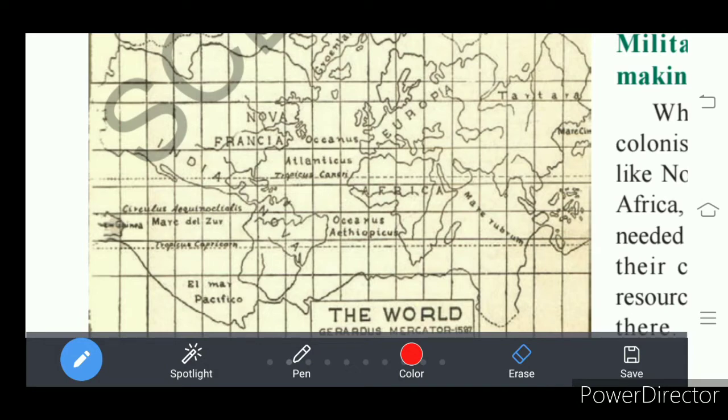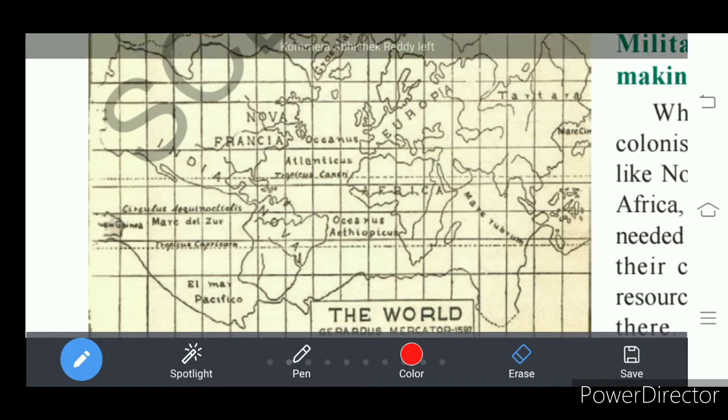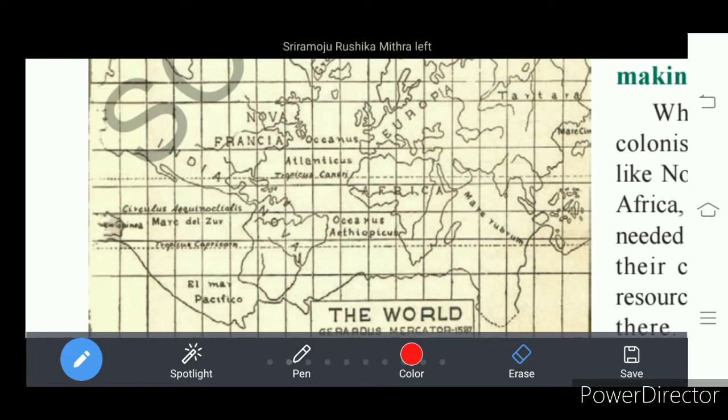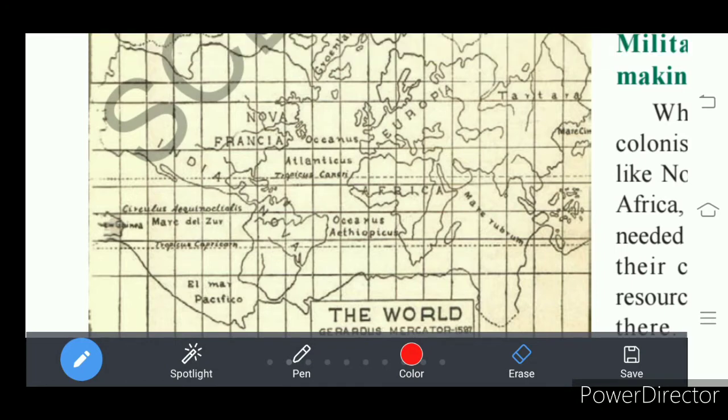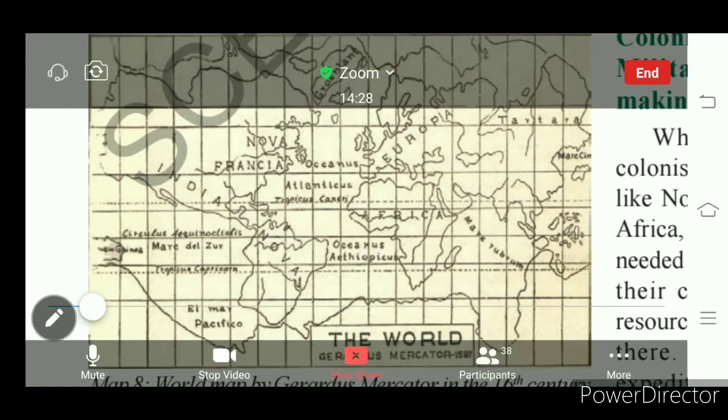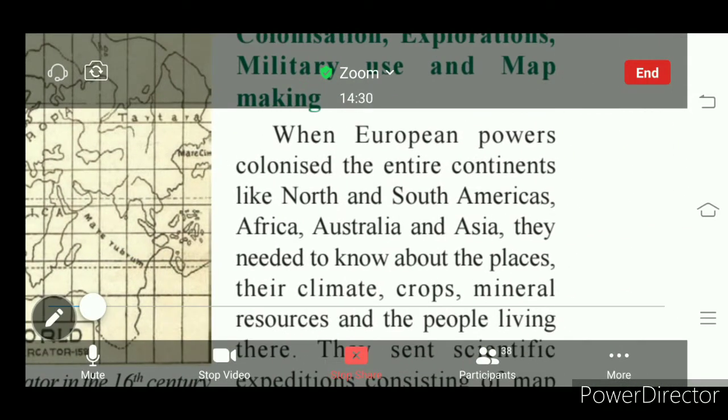Okay. Gerardus Mercator prepared a device with which he tried to show the shapes and directions of the continents by distorting their size. And that method we call the Mercator method. Which method? The Mercator method.